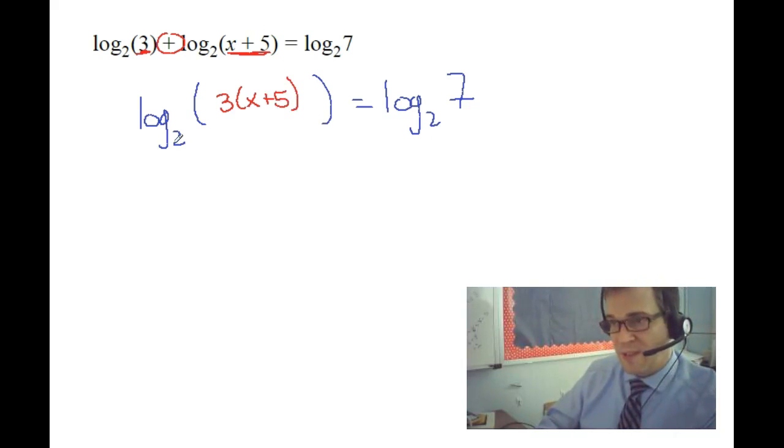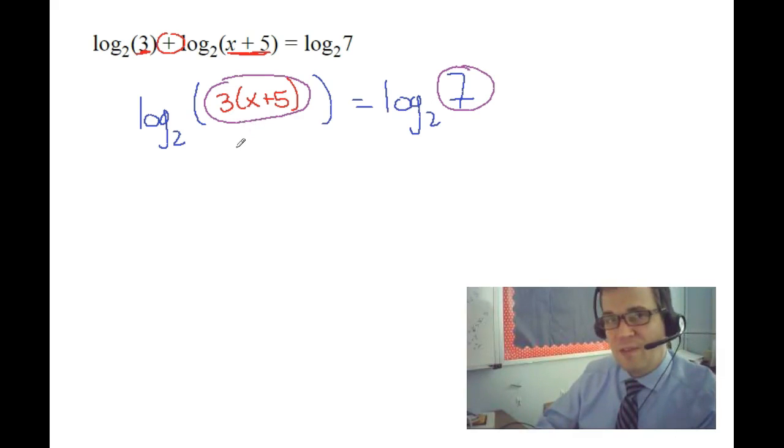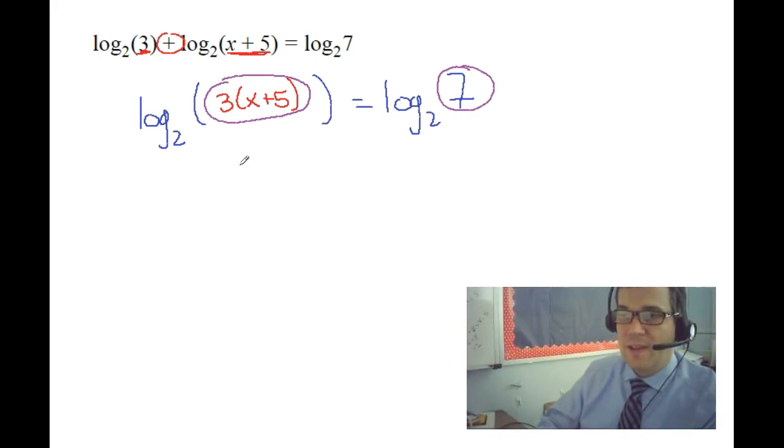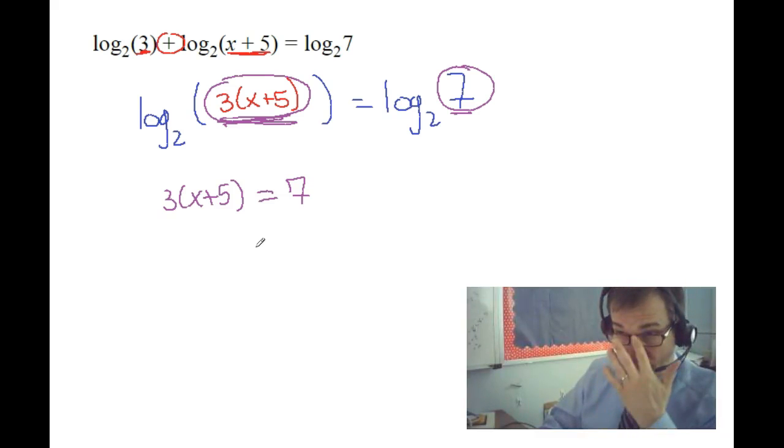And now as I look at both sides of this equation, I have log base 2 of all this stuff equals log base 2 of this thing, and the only way these could be equal would be if this and this were the same. So I'm going to set 3 times x plus 5 equal to 7 and solve the equation from here.